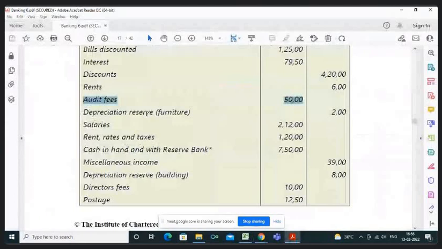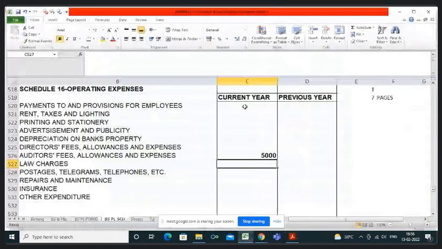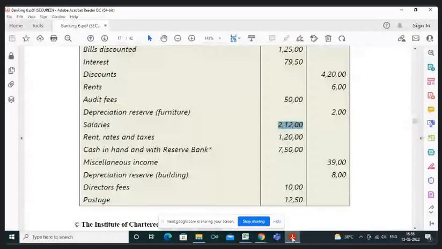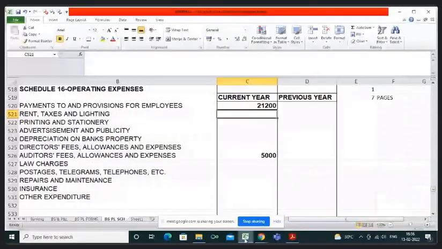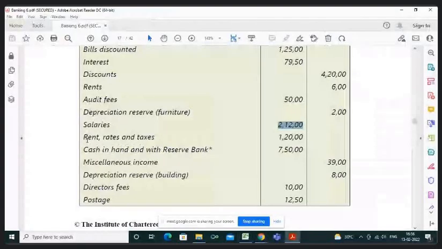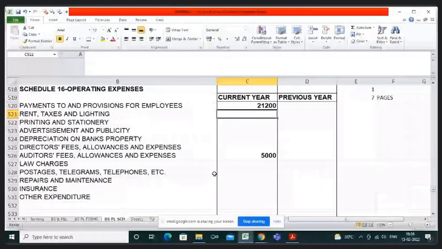Then depreciation reserve furniture. We have already adjusted under the assets schedule. Then salaries. Salaries is a benefit to employees, 21,200. So payment and provision to employees, we will write 21,200. Then rent, rates and taxes, again 12,000. Operating expenses, rent, rates and taxes, the expense.